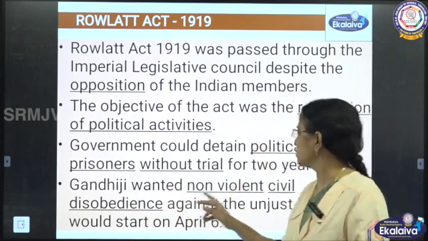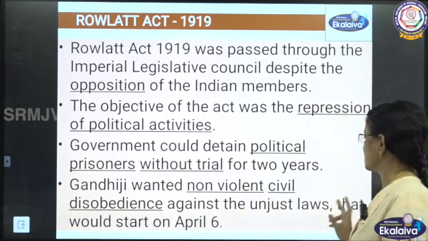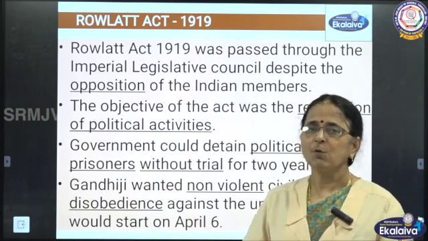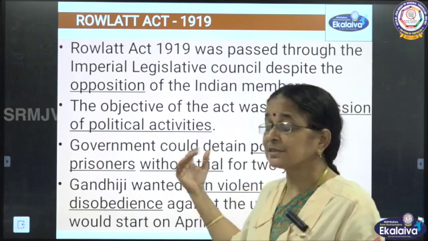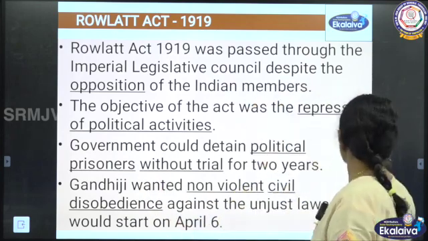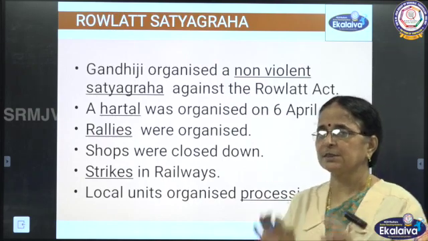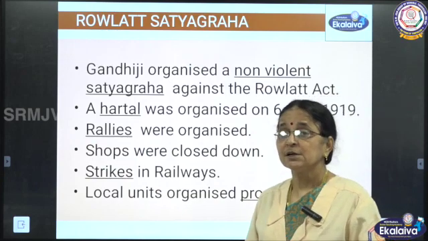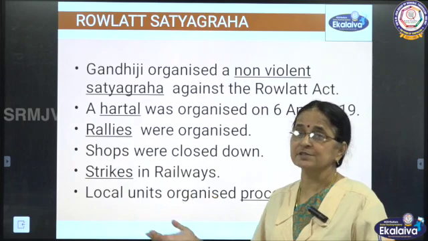So Gandhiji wanted non-violent civil disobedience against the unjust laws that would start on April 6. He wanted to start the Satyagraha movement against this black, harsh act. So how was the Rowlatt Satyagraha initiated? What were the methods they used to go on with this?